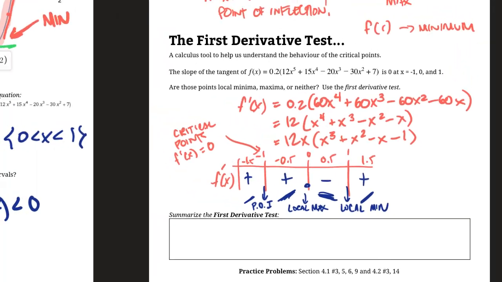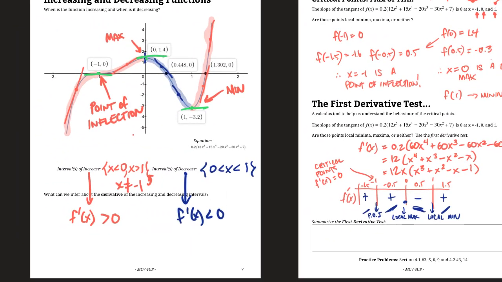So looking back at our original graph, remember this is the same graph. You can see here, we go from a positive slope to a positive slope, point of inflection. We go from a positive slope to a negative slope. That means local maximum. We go from a negative slope to a positive slope, local minimum. So there you see, that's called the first derivative test.